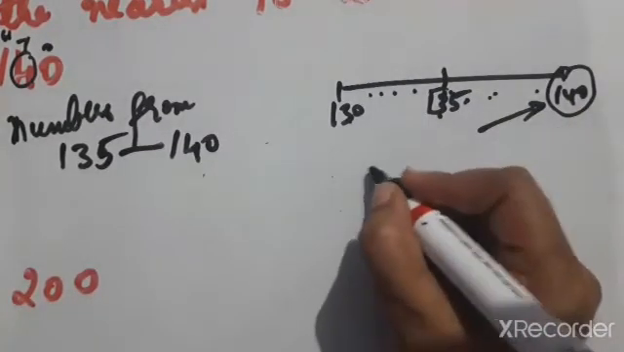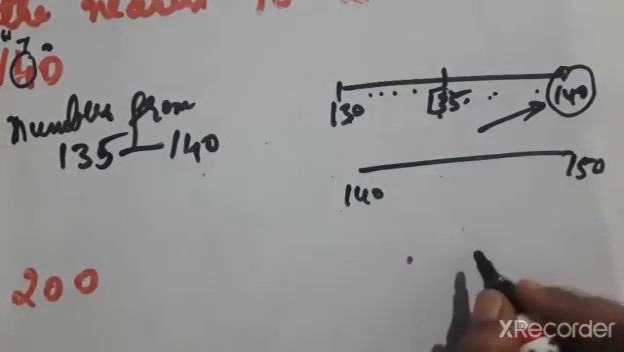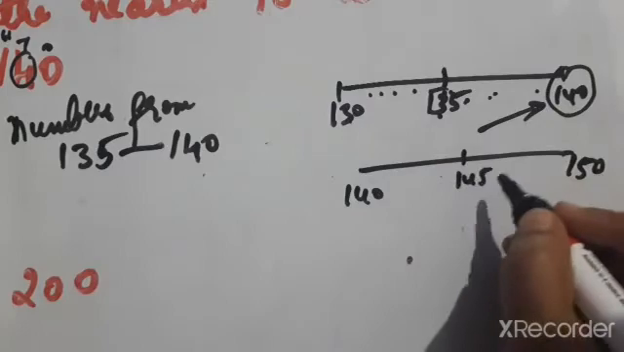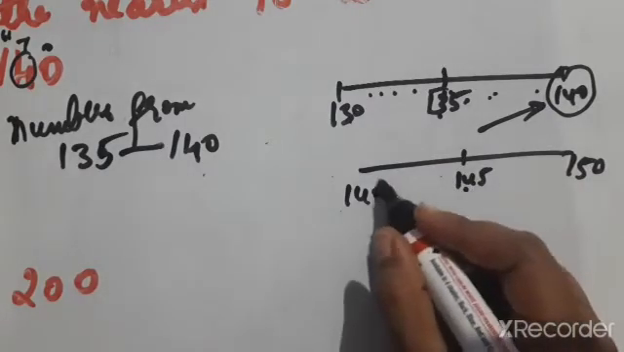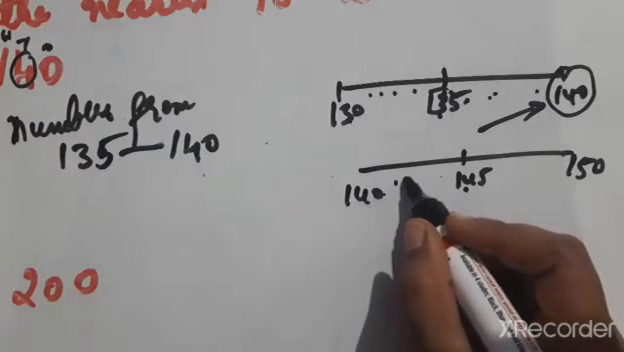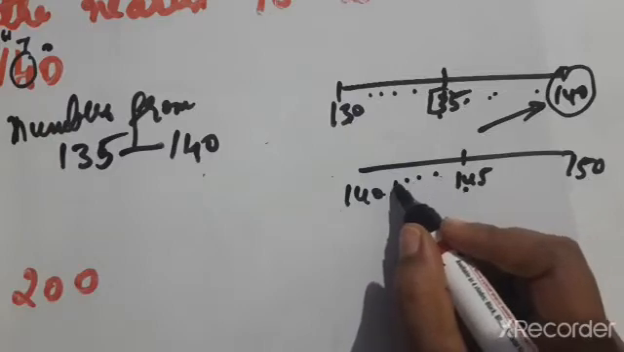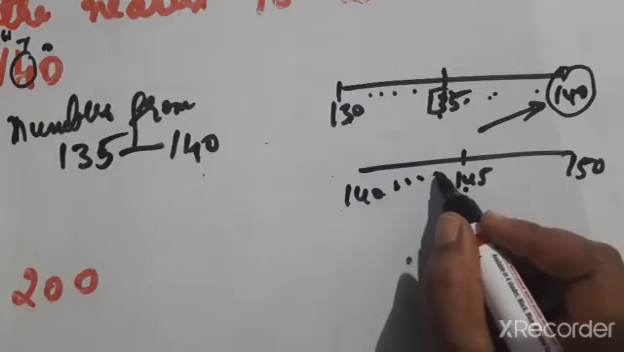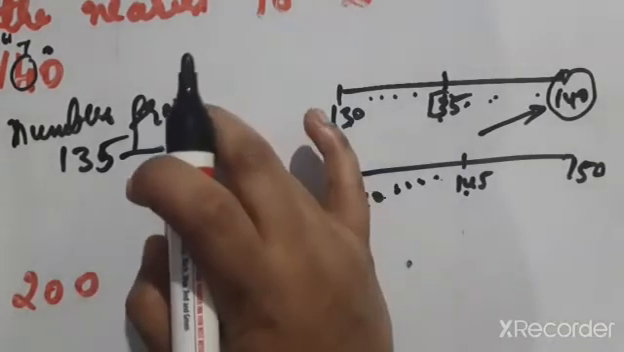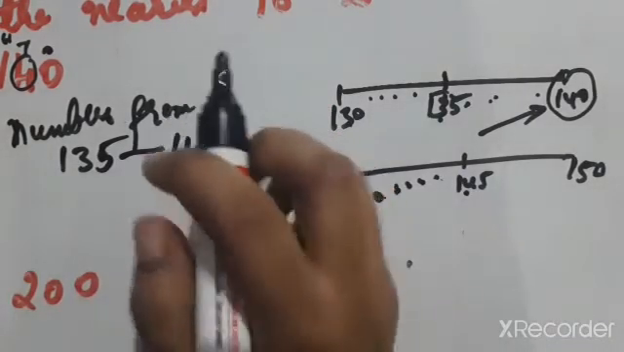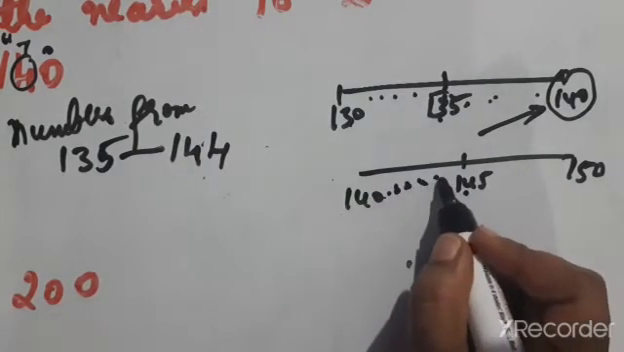Then if numbers from 140 to 150 are given, 140 to 150 means 145. Which numbers will be rounded to 140? 141, 42, 43, 44. So numbers from 135 to 140, or numbers from 135 to 144, 41, 42, 43, 44.